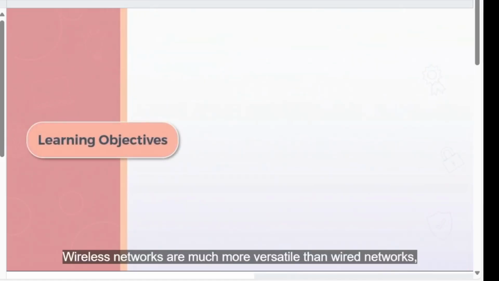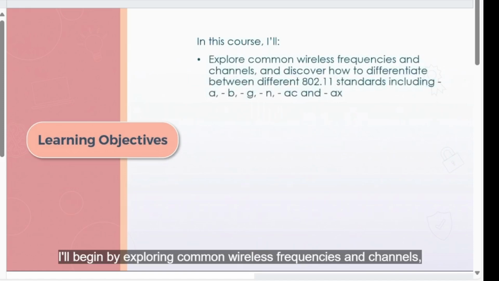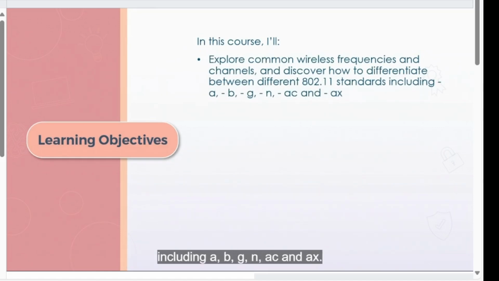Wireless networks are much more versatile than wired networks, especially in an environment where running wires might be difficult. In this course, we'll examine the most efficient wireless networking protocols to use in various situations. I'll begin by exploring common wireless frequencies and channels and discover how to differentiate between the 802.11 standards, including A, B, G, N, AC, and AX.